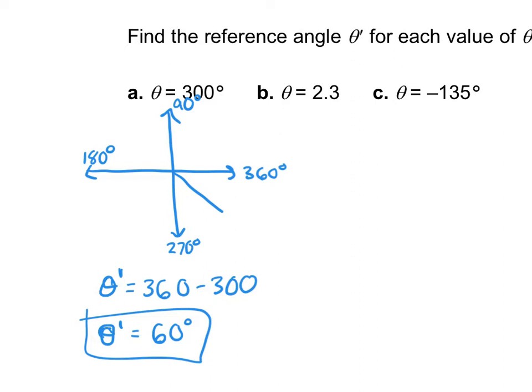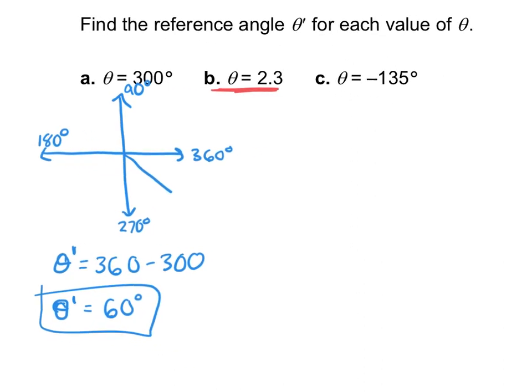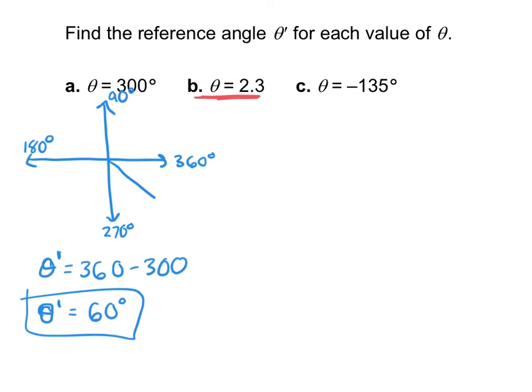Any questions on that one? All right, for B, is this in radians or degrees? Radians, because it doesn't have that little degrees symbol, so it's in radians. Even though it doesn't have a pi with it, the pi is just kind of multiplied in there. So first thing we need to do is figure out what quadrant it's in.